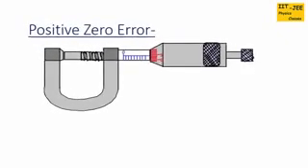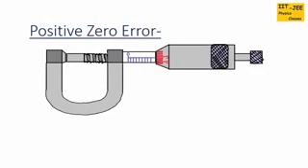Here the zero of the circular scale means this 0. You can see this is the 0. This is the reference line. You can see the 0 of the circular scale is below the reference line. So this screw gauge is having a positive zero error. Let's calculate the positive zero error of this screw gauge.